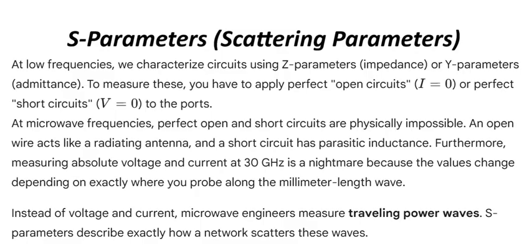to the ports. At microwave frequencies, perfect open and short circuits are physically impossible. An open wire acts like a radiating antenna, and a short circuit has parasitic inductance. Furthermore, measuring absolute voltage and current at 30 gigahertz is a nightmare because the values change depending on exactly where you probe along the millimeter-length wave. Instead of voltage and current, microwave engineers measure traveling power waves. S parameters describe exactly how a network scatters these waves.